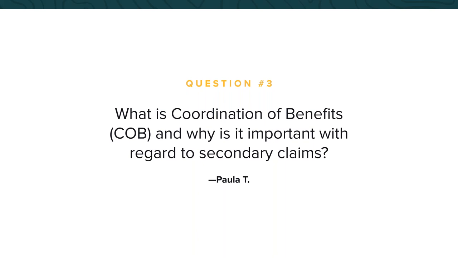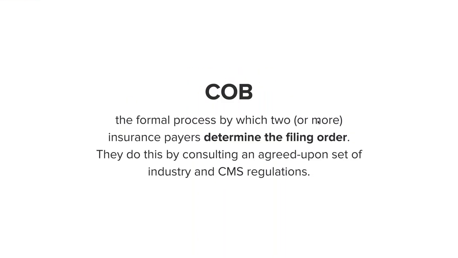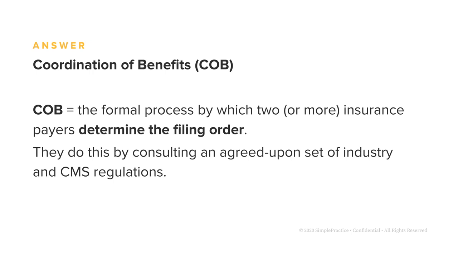It's crucial, and yet it's one of the most misunderstood things I see on a daily basis. Coordination of benefits, as I said, is the process by which insurance plans work together to determine who is primary and who is secondary. There's an agreed upon set of industry and CMS regulations, and just to make life interesting, it constantly changes. And that's why I said it's very, very situational.